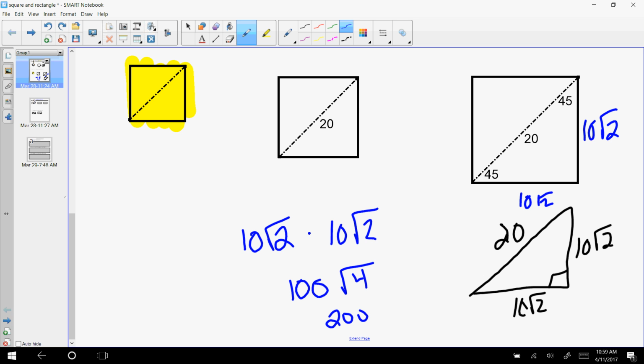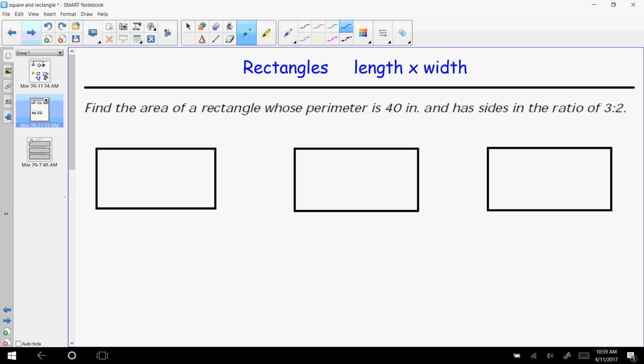Alright, so let's move on to the rectangle. Find the area of a rectangle whose perimeter is 40 and has a side ratio of 3:2. Okay, ratio. We talked a little bit about this, I hope. 3:2, we've talked a little bit about this doing similar. So here we go, 3:2. An equal ratio would be to multiply the top and the bottom by 2. An equal ratio would be top times 3, bottom times 3.